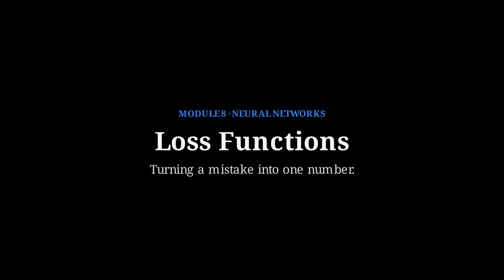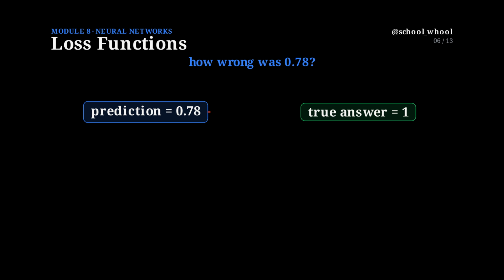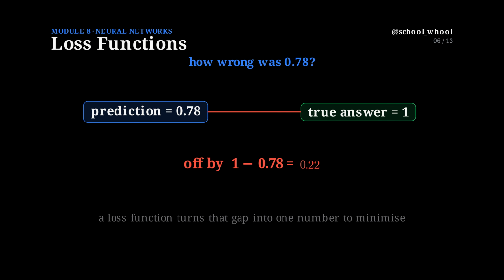Our network predicted 0.78, but the true answer was 1. So, how wrong is that? To train, we need to turn that mistake into a single number. That's the job of a loss function. The prediction was 0.78. The truth was 1. So it's off by 0.22.